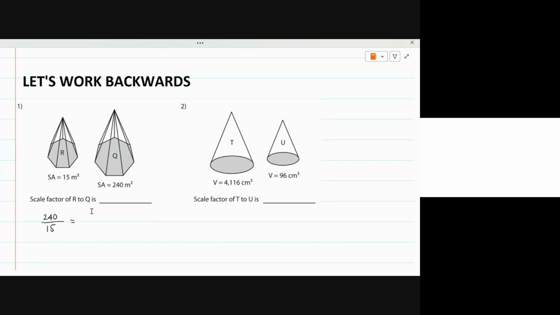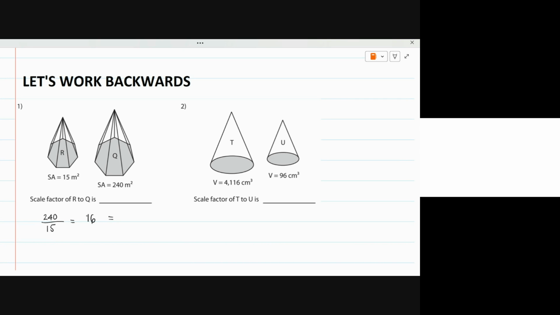16. Good. The answer is 16. But if we were working forward, the 16 would come from us having squared a number. Do you guys understand? The scale factor wouldn't be 16. It would be something squared. So what is that squared number?